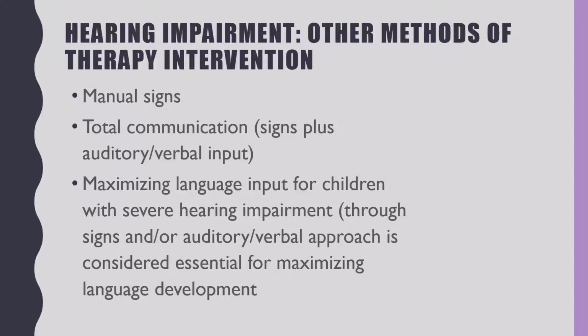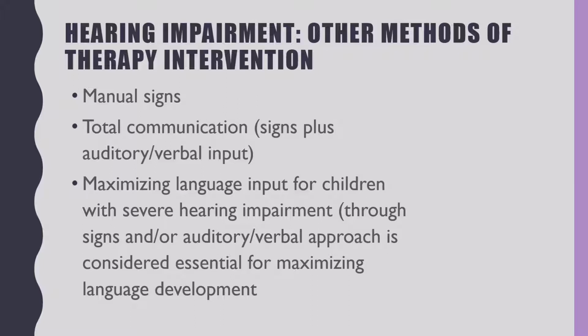Besides auditory verbal therapy, the other interventions for individuals with hearing impairment are using manual signs and the total communication method. Total communication uses signs and auditory verbal input. I have conversations with parents and other practitioners quite often on what is the best method for intervention. This is quite the debate.